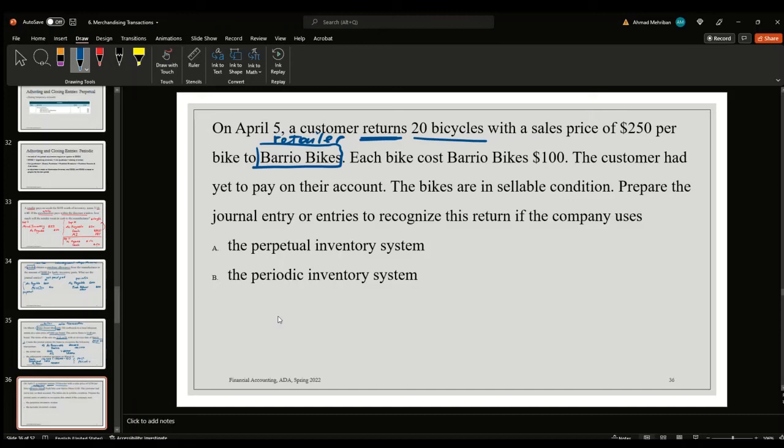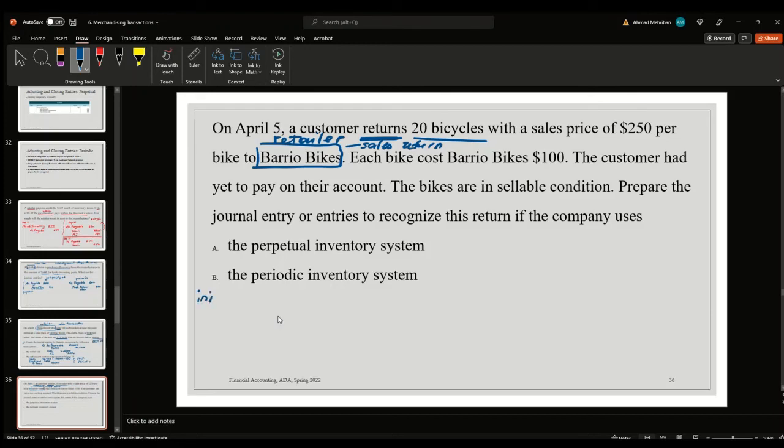Because the customer returns, we're talking about a sales return situation. So 20 bicycles with a sales price of 250. Each bike cost $100 to Barrio Bikes. The customer had yet to pay on their account. The bikes are in a sellable condition. Please prepare the journal entry to recognize this return if the company uses perpetual or periodic inventory system. We're not talking about the initial sales process, but we can actually still go with it.